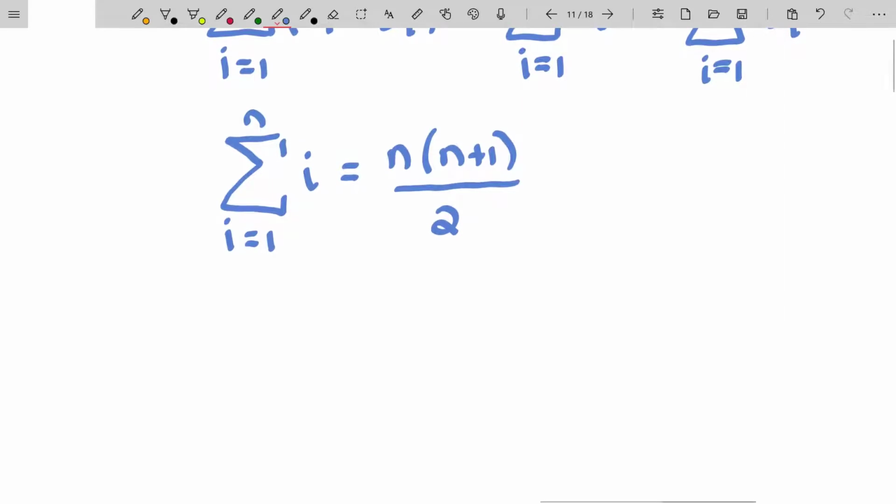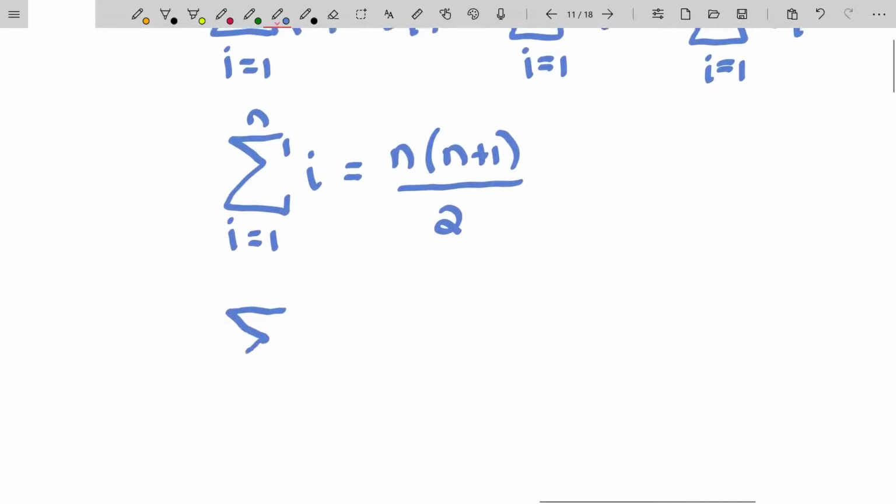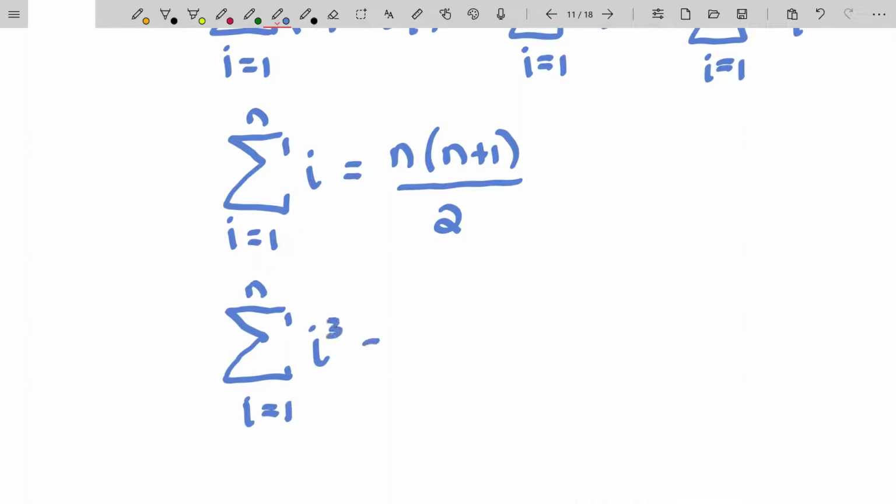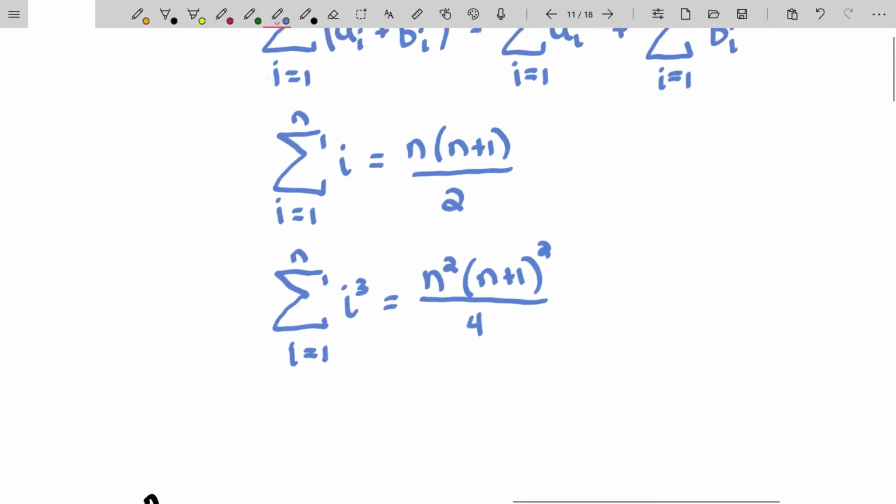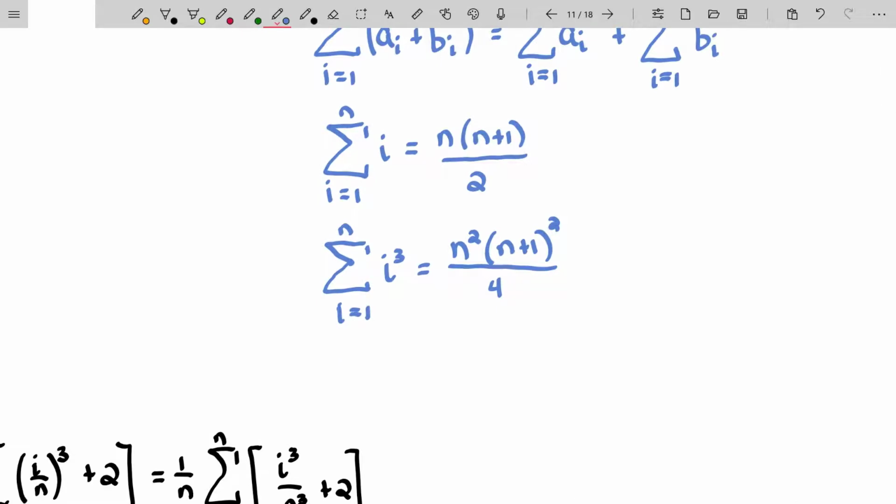But the one that I want to get to is i cubed. This is another one you should have learned and used in pre-calculus. The summation of i cubed is going to be n squared times n plus 1 squared over 4. In other words, it's the square of that. By the way, there is another summation formula for i squared, but we don't need it here, so I'm going to ignore that. I'm just going to go ahead and use the summation of i cubed.